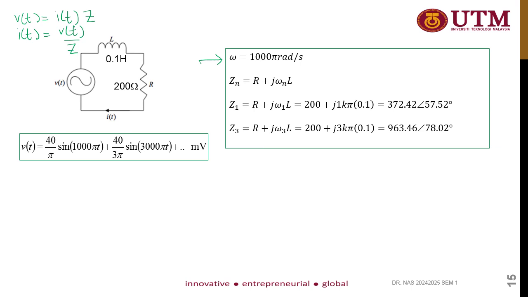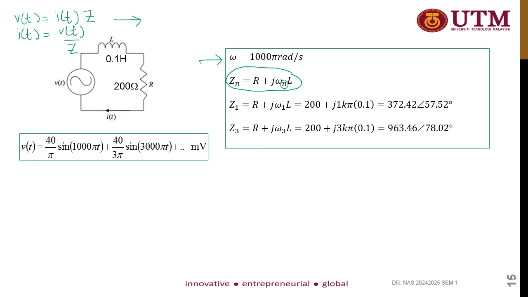So what is your Z in this case? Your Z is equal to R plus j omega n L. So omega n depending on your first and third harmonic in this case, and L given by 0.1 Henry, and R is 200 ohm. So this is when you have R and L in series. If you have R and L in parallel, you need to consider the parallel calculation in your step.